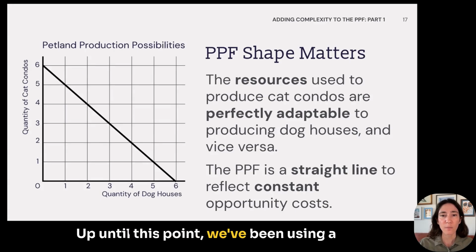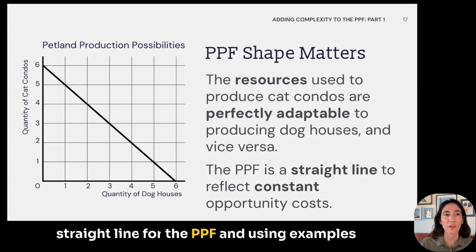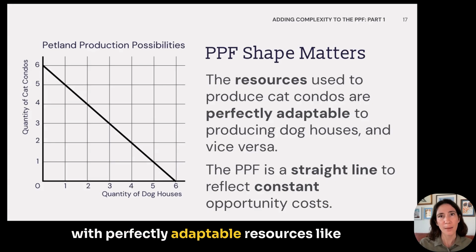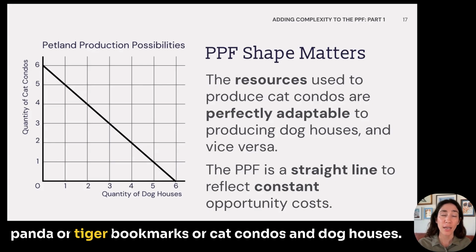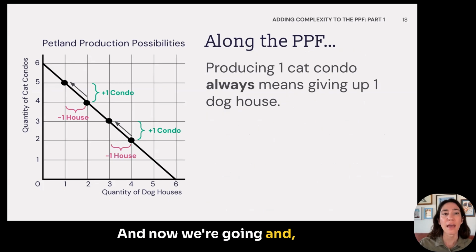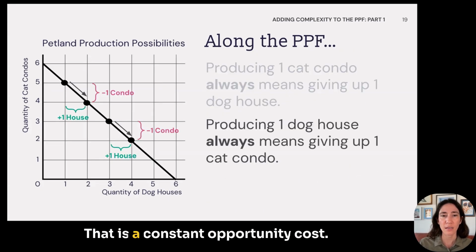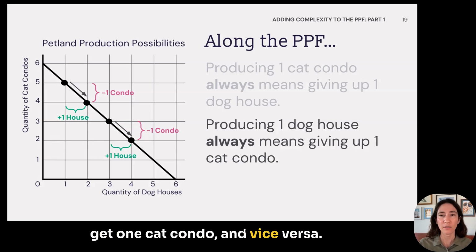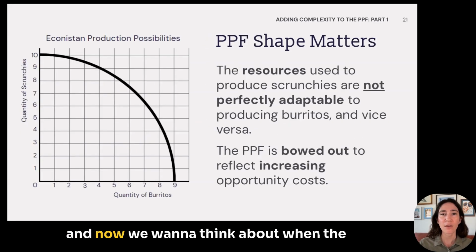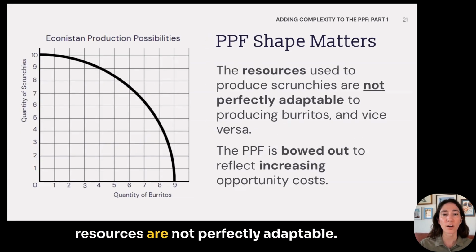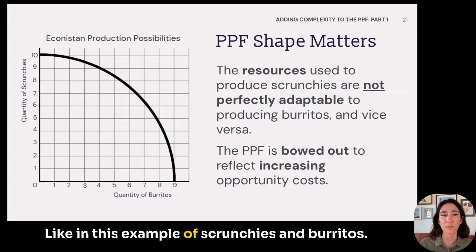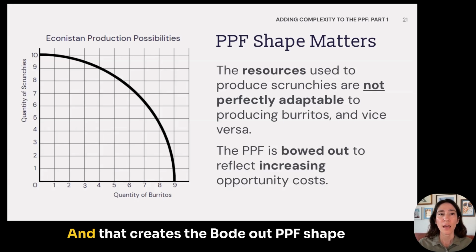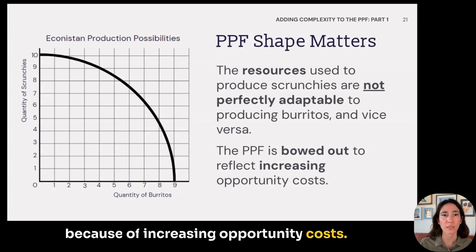Up until this point, we've been using a straight line for the PPF and using examples with perfectly adaptable resources like panda or tiger bookmarks or cat condos and dog houses. And now we want to introduce that is a constant opportunity cost. You give up one doghouse, you get one cat condo, and vice versa. And now we want to think about when the resources are not perfectly adaptable, like in this example of scrunchies and burritos, and that creates the bowed out PPF shape because of increasing opportunity costs.